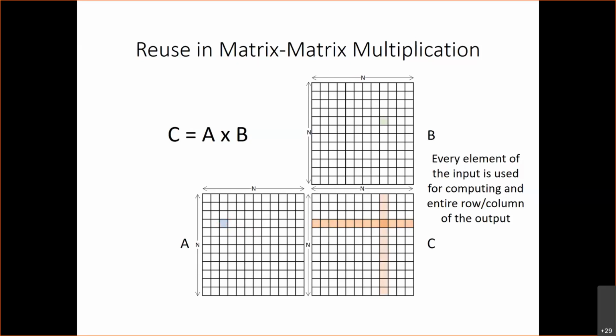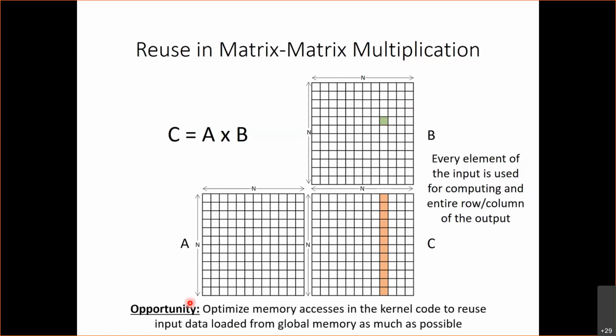Similarly, every element in matrix B is used for computing an entire column. So the threads that are computing the elements in these columns are each accessing the same value over here redundantly from global memory. What this reflects is that we have an opportunity to optimize the memory accesses in the kernel so that we can reuse the input data that we load from global memory as much as possible.